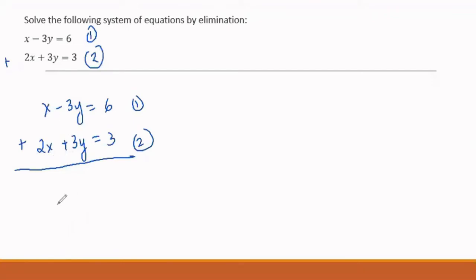So here I have x plus 2x. X plus 2x is 3x. Negative 3y plus 3y is 0. And 6 plus 3 is 9. So we've eliminated y. We added the two equations together, and the y is gone. Now we have one very simple equation that only has one unknown. Dividing both sides by 3 gives me x is equal to 3.